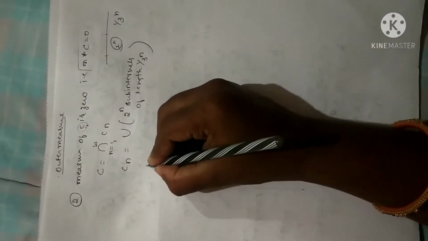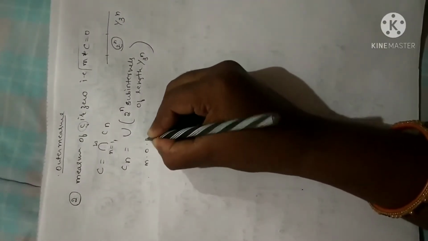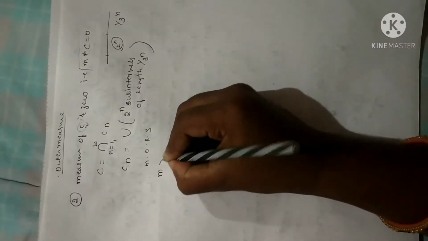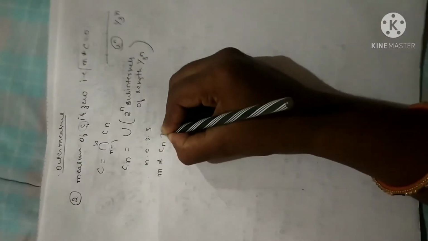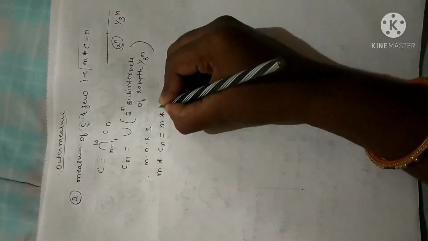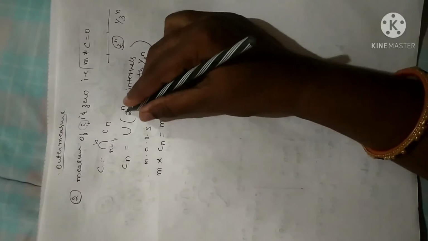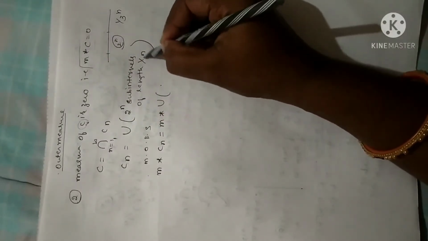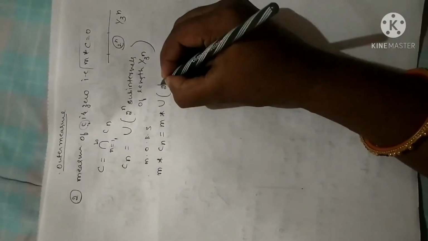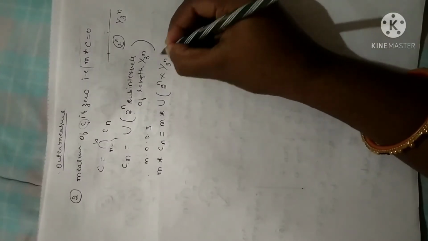Now what I am going to do is, let me take the measure on both sides. So when I apply the measure on both sides, you will get m star Cn is equal to m star of the union of 2 power n subintervals of 1 by 3 power n. If I have 1, I am going to do 1 into 1 by 3 power n. Since I have 2 power n, it is 2 power n into 1 by 3 power n.